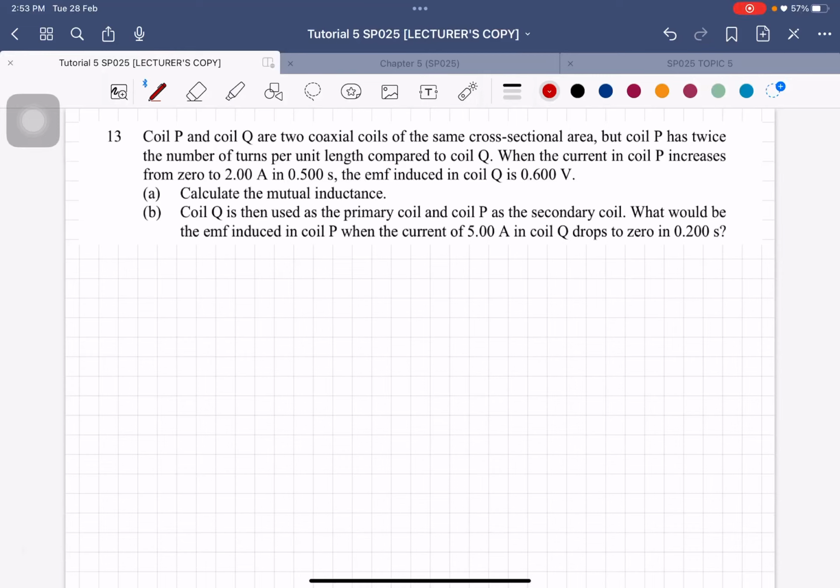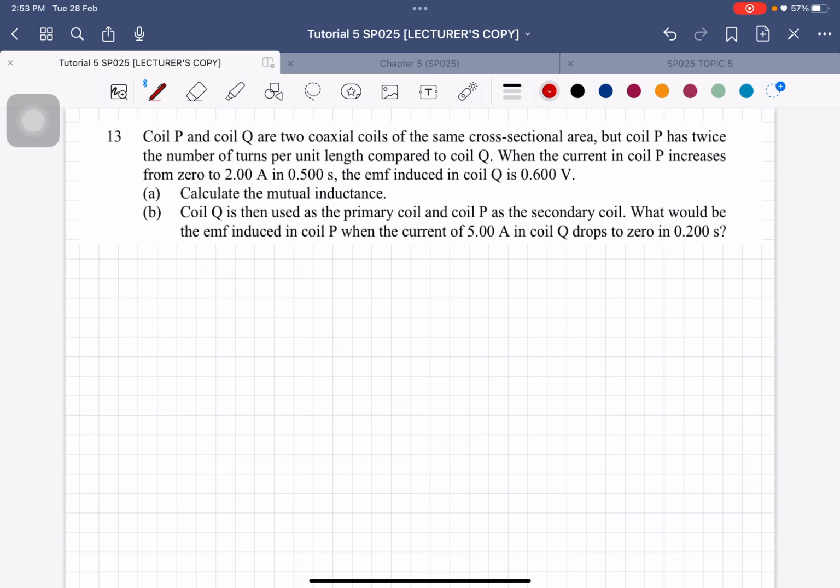Question 13, we have coil P and Q. Two coaxial coils of the same cross-sectional area, but coil P has twice the number of turns per unit length compared to coil Q. Okay, so calculate the mutual inductance.